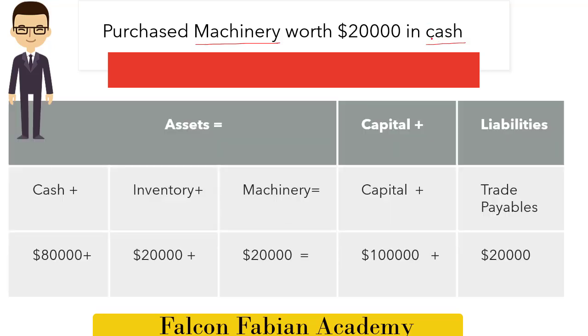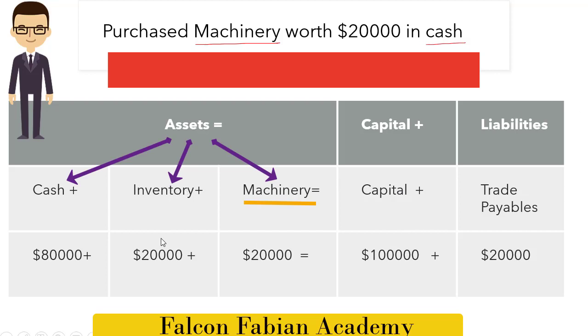Let's have a look at the accounting equation. So this is how your accounting equation is going to look like. Now machinery is an asset. What are assets? These are resources of the business which are used for the purpose of generating revenue. So machinery is an asset. So here if you see, you'll have to add one column over here under assets. So you'll have to draw this table again for this transaction, and under assets now you have three columns, then you have capital, and then you have liabilities.